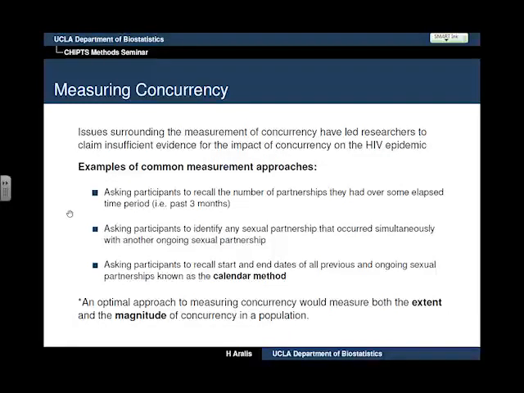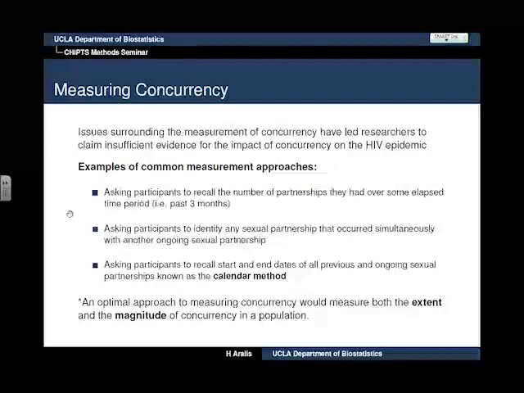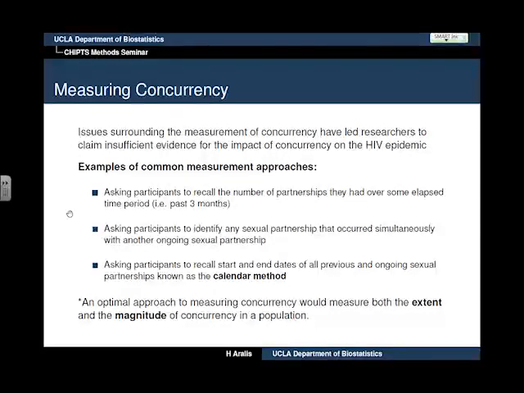But a lot of the approaches for collecting data related to concurrency have various flaws. Some surveys will ask participants to recall the number of partnerships that they had over some elapsed period of time, for instance, 3 months. In any instance, when they report more than one partnership within 3 months, they're assuming that those partnerships are concurrent. Obviously, there are some flaws with that. Another approach is asking participants to identify themselves whether or not they experienced a concurrent partnership, which could give an estimate of the prevalence of concurrency, but it doesn't give us any information about the duration or the magnitude.